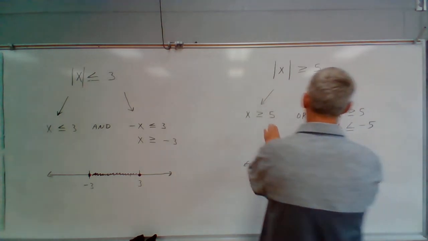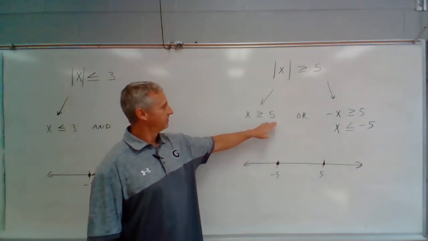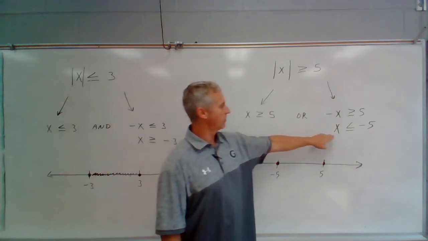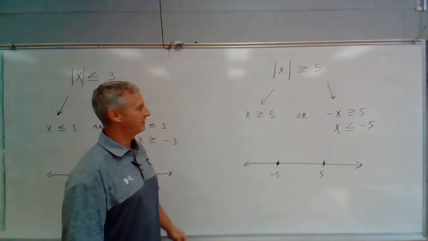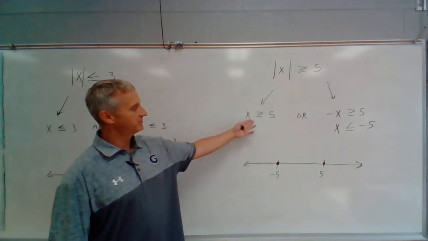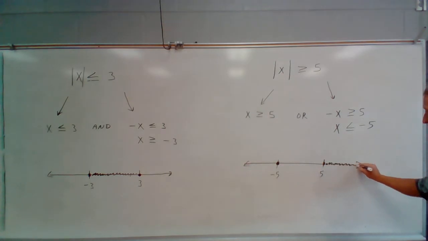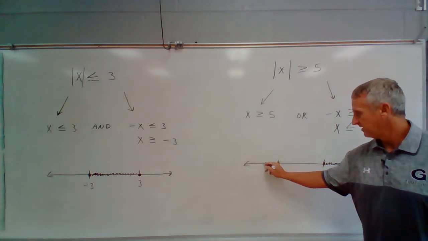All right, so this time I want any x value that's either greater than or equal to 5 or less than or equal to negative 5. So numbers that are greater than 5 are out this way. Numbers that are less than or equal to negative 5 are out this way.